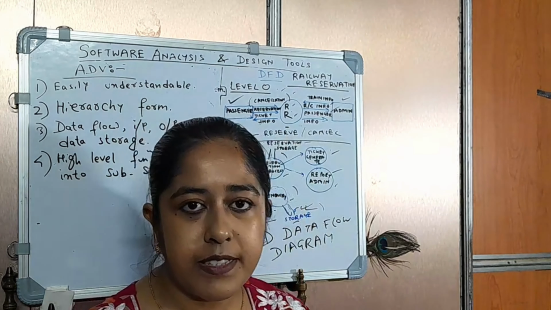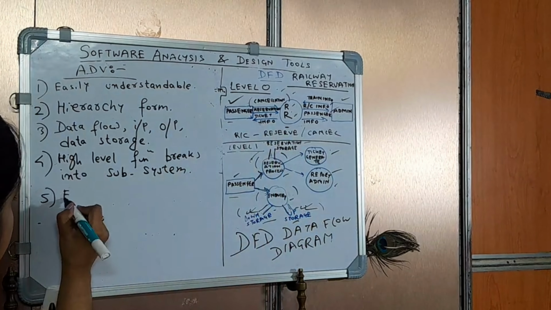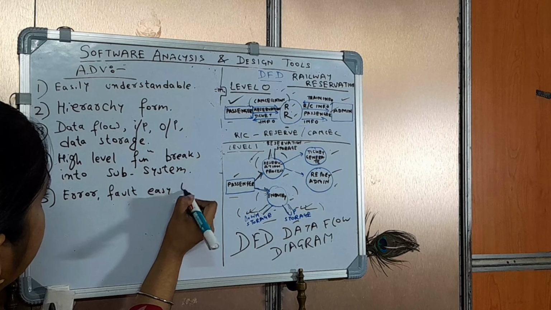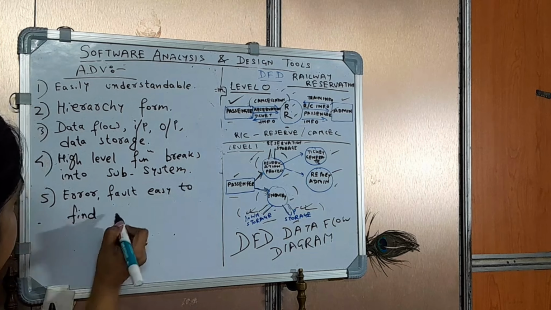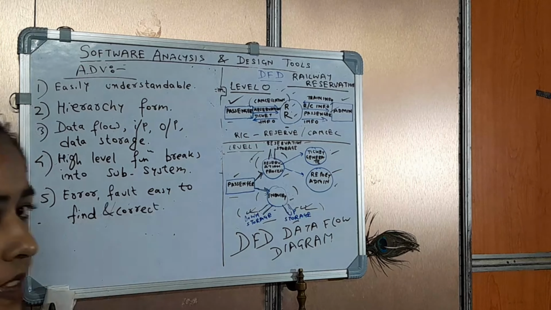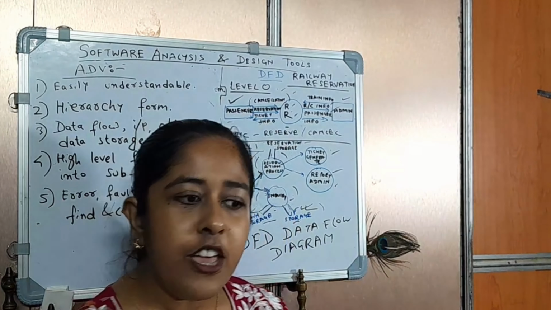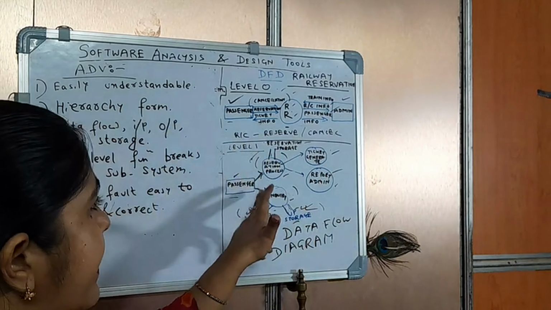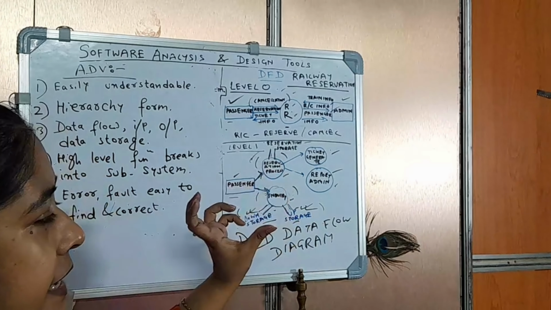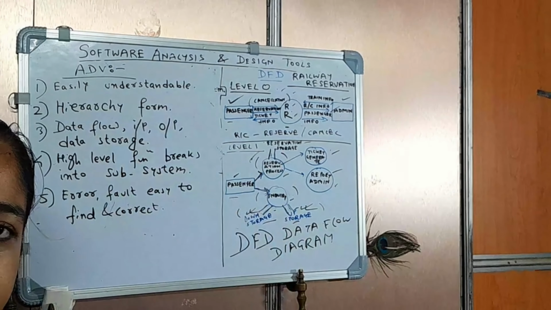It will be very easy for us, so that if any fault comes, if any error comes, this is also an advantage. That is, for any error or fault, it is easy to find. You can easily find and correct it. If any kind of error is there in your DFD, you can very easily find that error from this pictorial data. If some error is there in your reservation process, then you can correct that information.